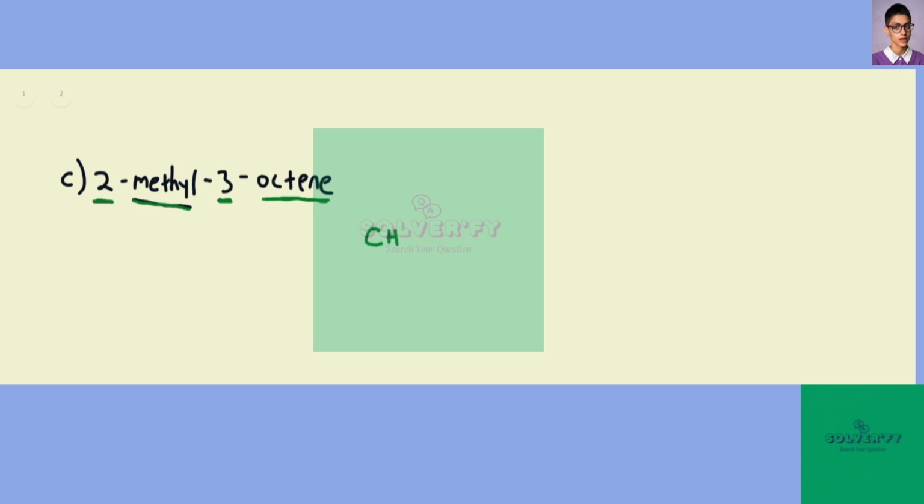So I'm going to first draw my first carbon, and there's my second, which is going to have a methyl group off of it. That's my third. My double bond is off of the third carbon, so I'll draw that there. That's my fourth, fifth, sixth, seventh, and then my 8th carbon in the chain.